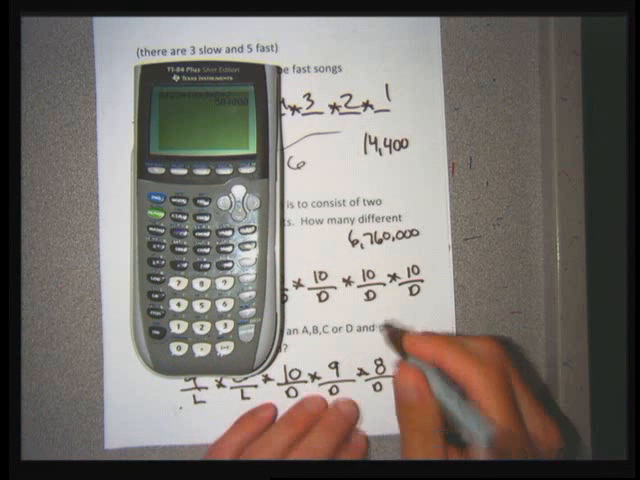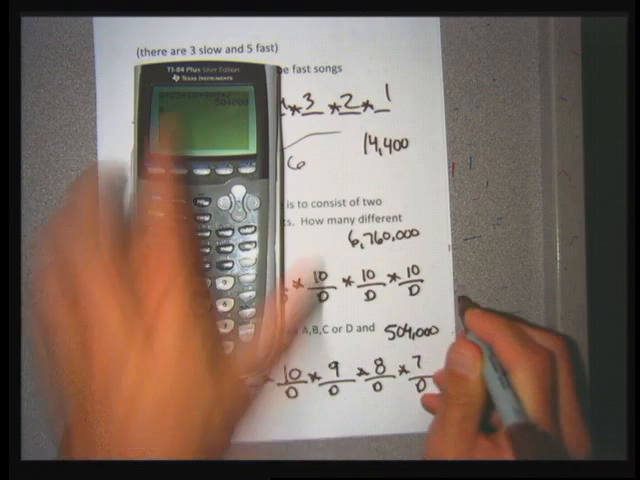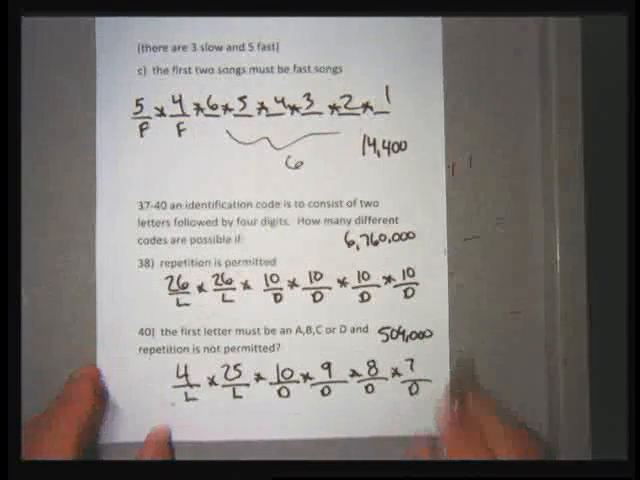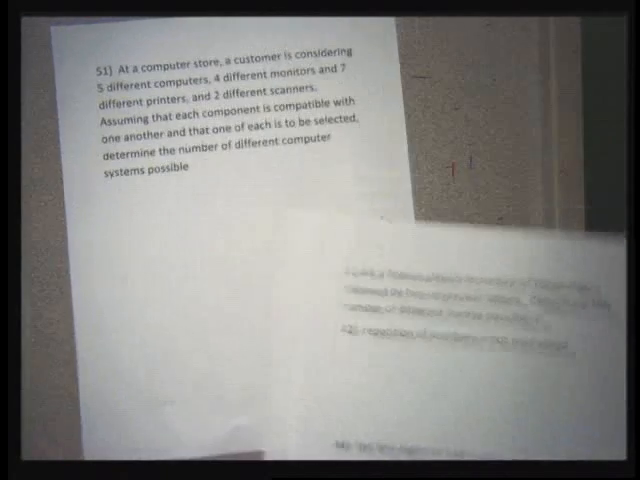And the answer to this, there's going to be 504,000 different identification codes if the first letter has to be an A, B, C, or D, and repetition of numbers is not permitted, or repetition of anything isn't permitted. So 2 problems left.